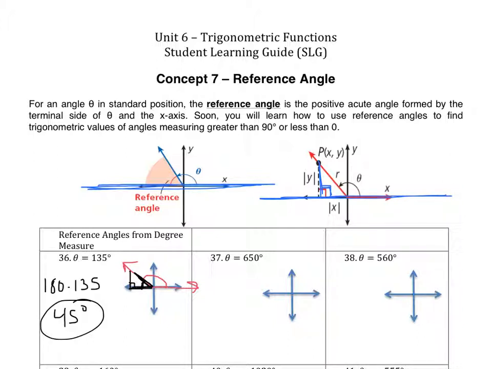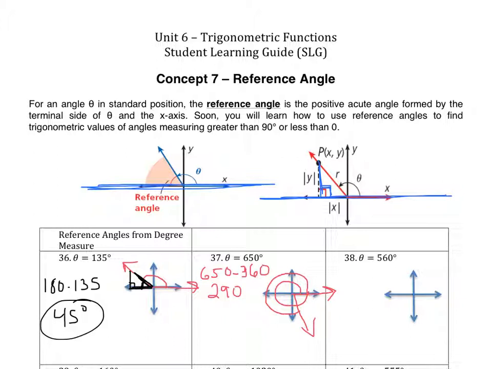So 37, we're going to start with our initial side. Always start there. It is positive 650, so what I'm going to do is start on the initial side, go around 360, and if I look at 650 minus 360, if I made it all the way around, I would still have 290 degrees left. So let's go ahead, 290, go all the way around. This is 270, 290, so we're about right here.